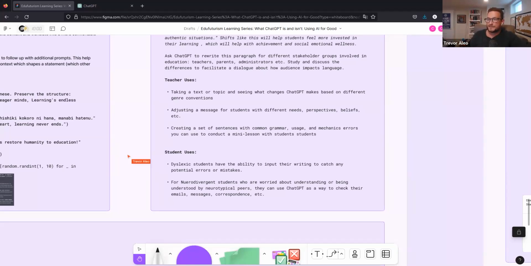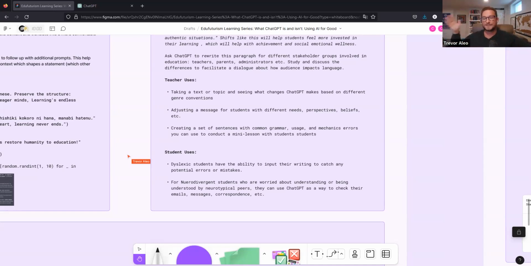Something else I've used it for is creating a set of sentences with common grammar usage and mechanical errors. Let's say you're noticing that students are really struggling with semicolons. I would just say use an em dash, because I think em dashes are the best anyway. They should replace basically every other punctuation mark. But instead of spending a bunch of time creating these model sentences, you can just use ChatGPT to come up with a bunch itself.